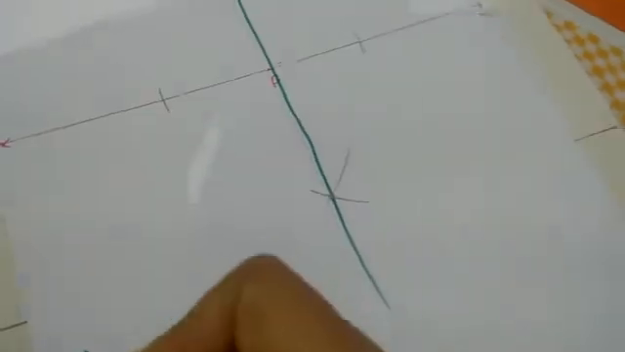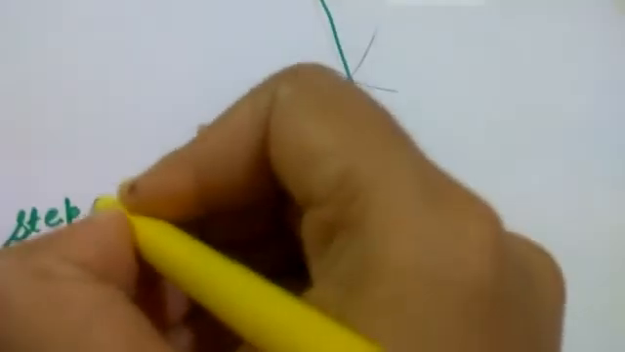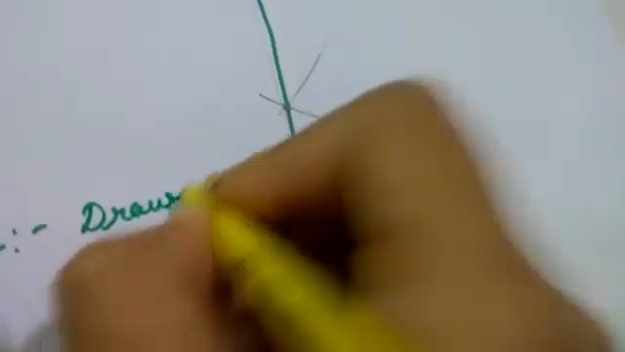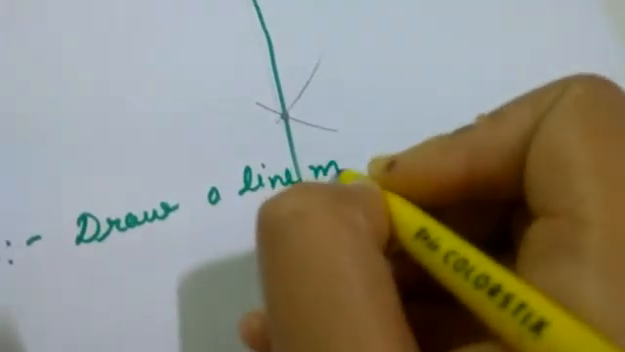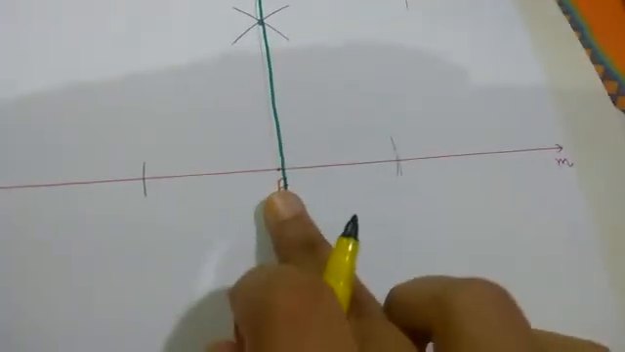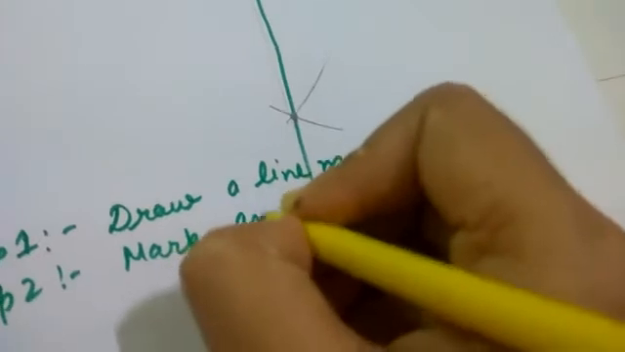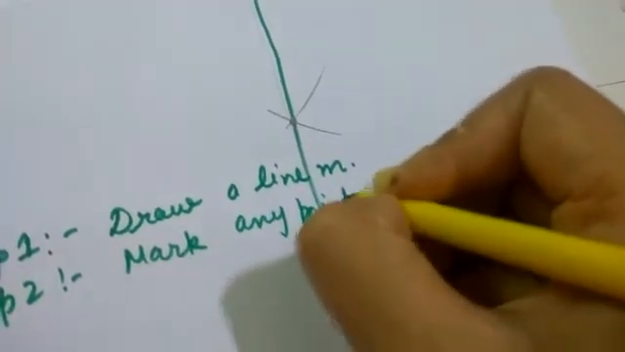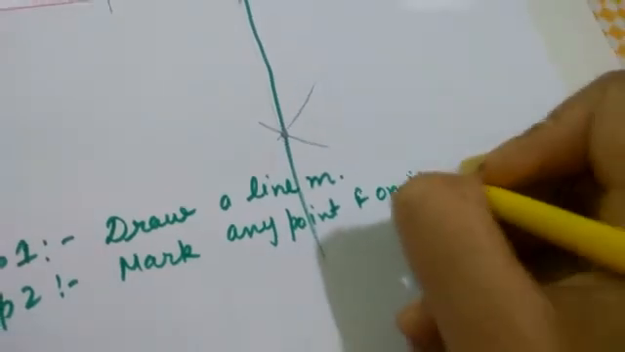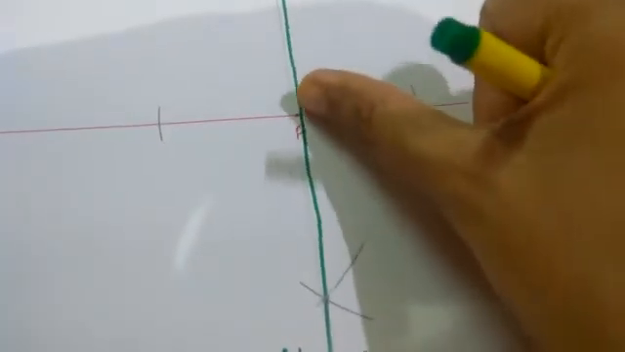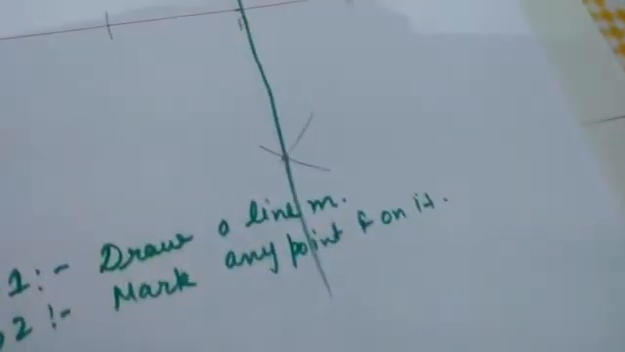So here, step number 1. Step number 1 is what? Firstly we have drawn this line. So firstly write it: draw a line M. Get it? Next step is mark any point F on it. Next step is place the pointer on point F and mark the two cuts here and here with the help of compass.